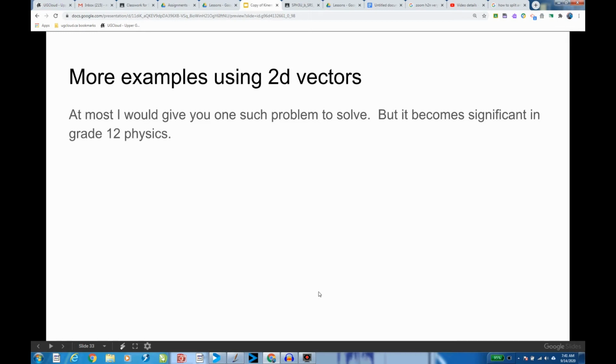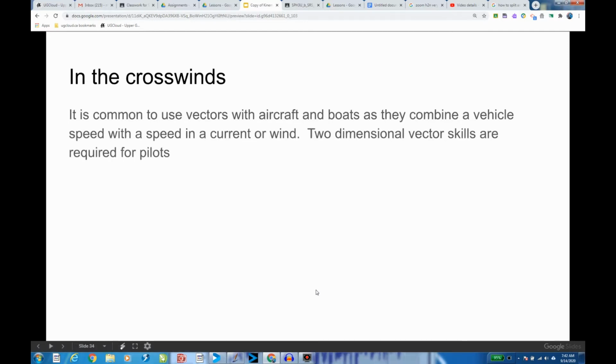Okay, let's continue on with some more examples of two-dimensional vectors. This is really done in more detail in grade 12. It is part of the grade 11 curriculum, but I know it's not gone into much detail by most teachers, but I feel it's important that I introduce you to them because most of you have indicated you're taking grade 12 later. So at most I would give you a single problem on Friday's test on this.